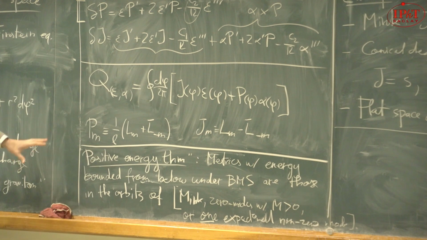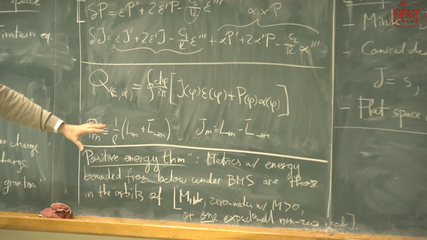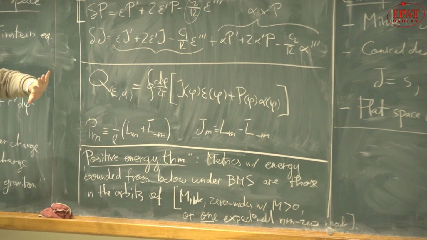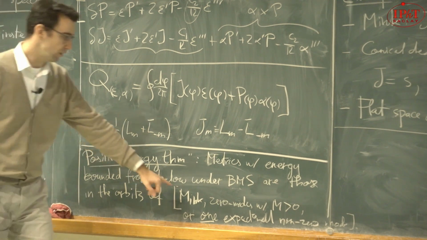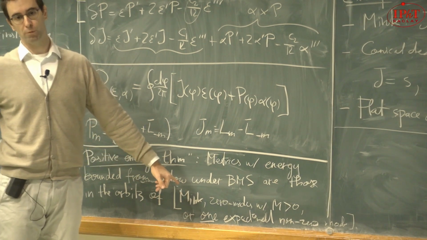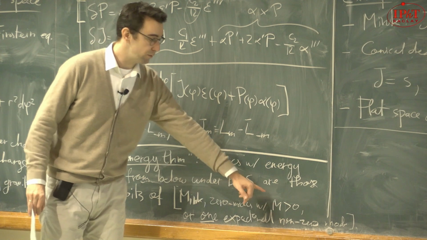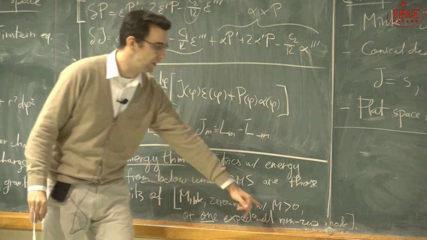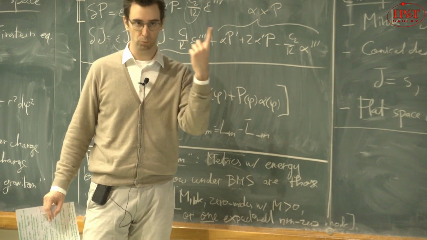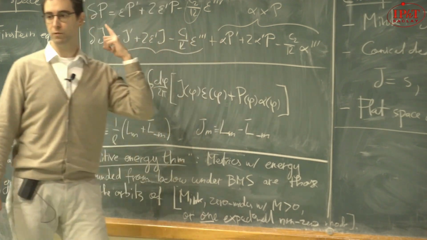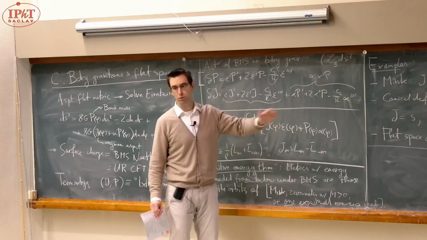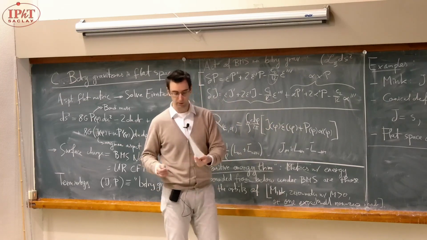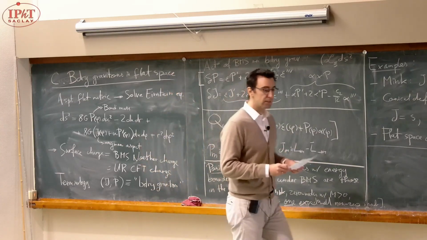So the only metrics for which energy is bounded from below when you act on them with BMS transformations are Minkowski and all the BMS transforms of Minkowski, all zero modes with positive mass and all their superboost transforms, and finally one exceptional orbit with a non-constant function p, which eventually will happen to be a massless particle. And that's it for section 1.